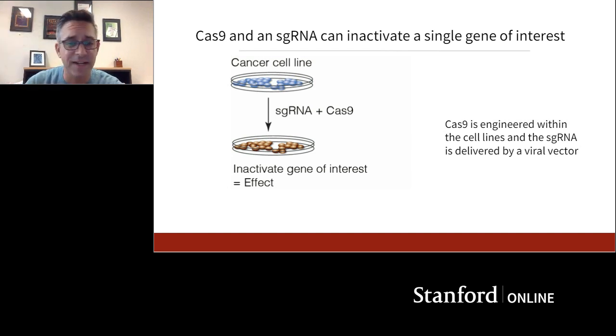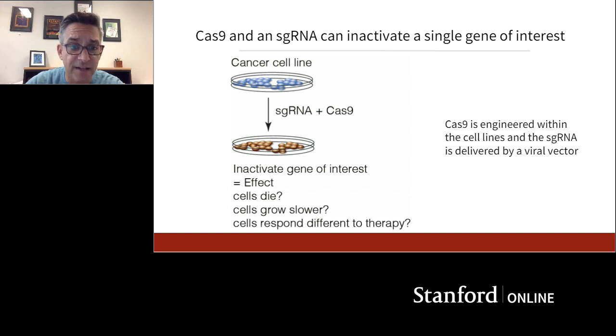And what could the effect be? It could be that the cells all die. That seems like an important gene for cancer cells. It could be that the cells grow slower. They could respond differently to therapy. It could really be anything that, in the lab here, we can think about looking at and ask questions about how does that one gene function? And this is really the basis of a lot of what we understand about cancer, a lot of what we understand about biology, is saying, how do we inactivate a gene and then see what happens?